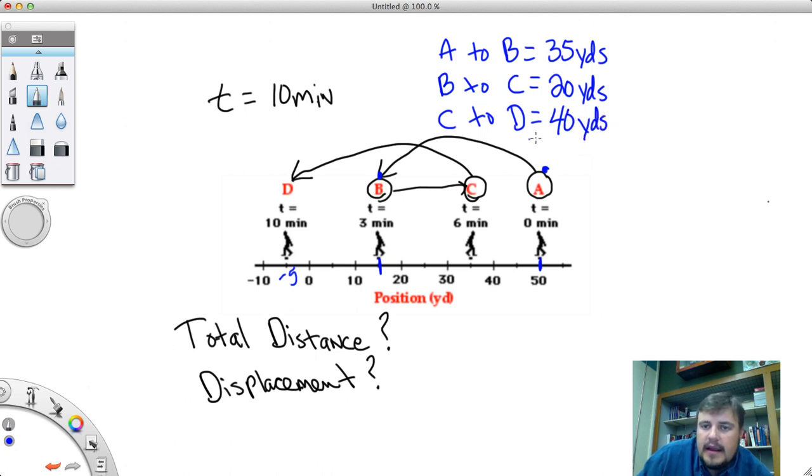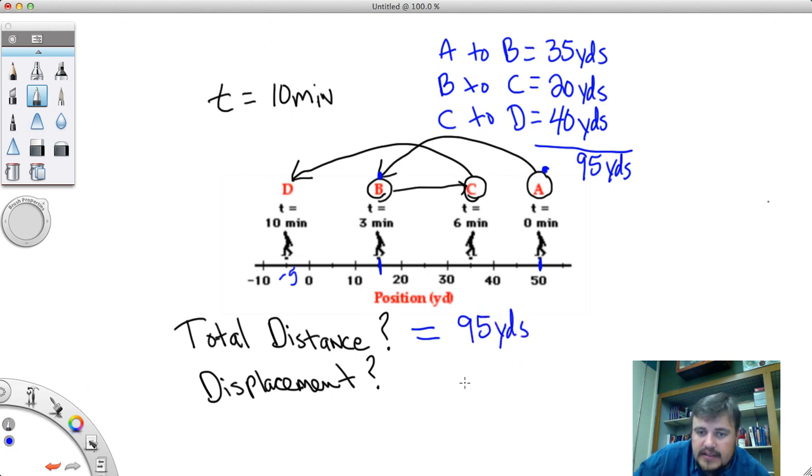Okay, and if we just spend a second here and we add these all up, you'll get 95 yards. Okay, so the coach has actually paced back and forth a grand total of 95 yards for the total distance.